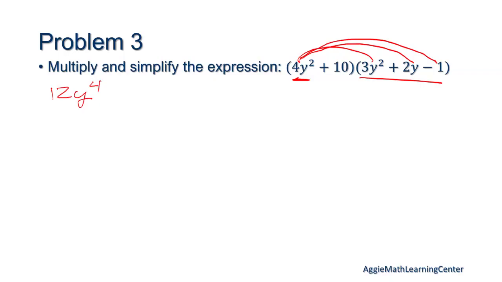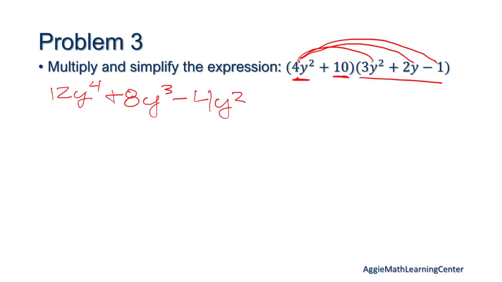What do we get when we multiply 4y squared by 2y? 8y cubed. Perfect. And then what about our last term? 4y squared times negative 1. Negative 4y squared. Perfect. So 4y squared's done. What do we need to do next, or are we done? Now we have to do the 10.